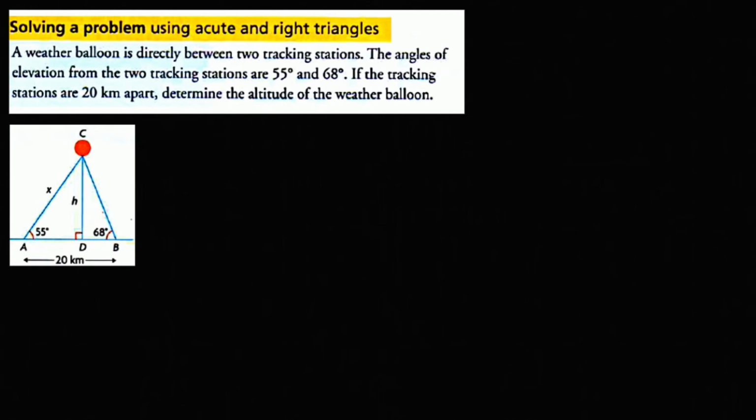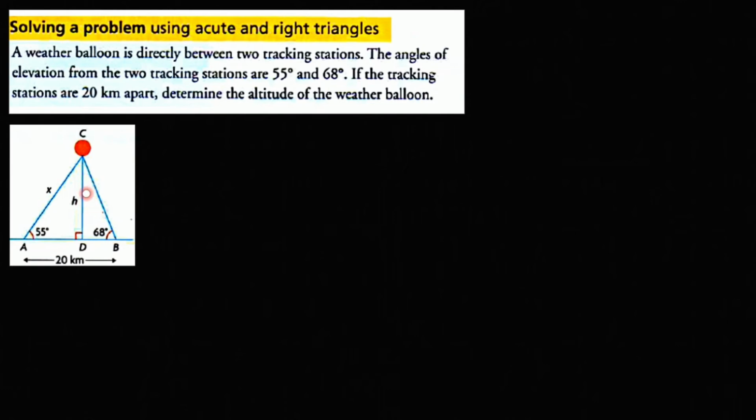Okay, let's look at the third question. A weather balloon is directly between two tracking stations. These are the two tracking stations, tracking station A and tracking station B. The angles of elevation from the two tracking stations are 55 degrees and 68 degrees. This is 55 degrees, this is 68 degrees. The tracking stations are 20 kilometers apart, so it means AB equals 20 kilometers. Determine the altitude of the weather balloon. So it asks us to find H. This is the height, the altitude of the weather balloon.